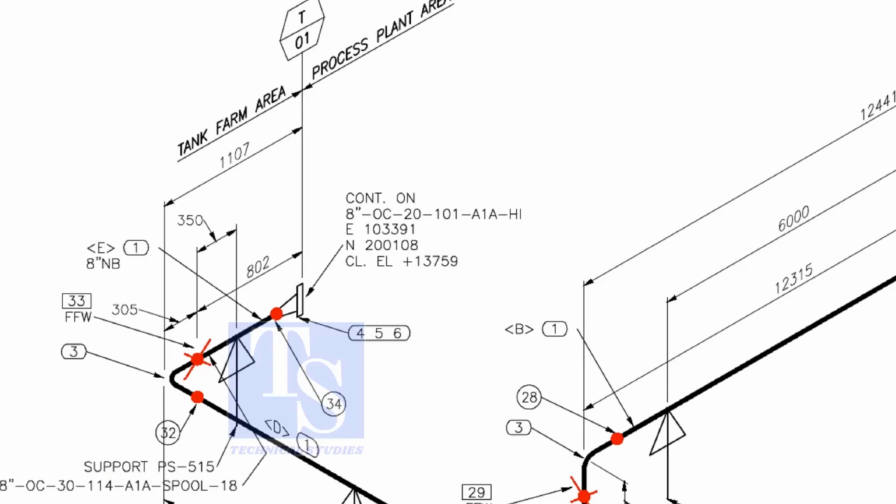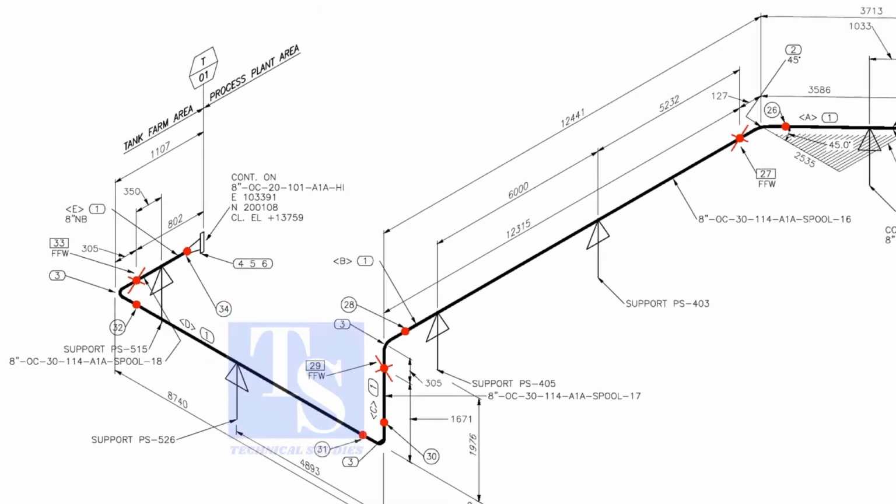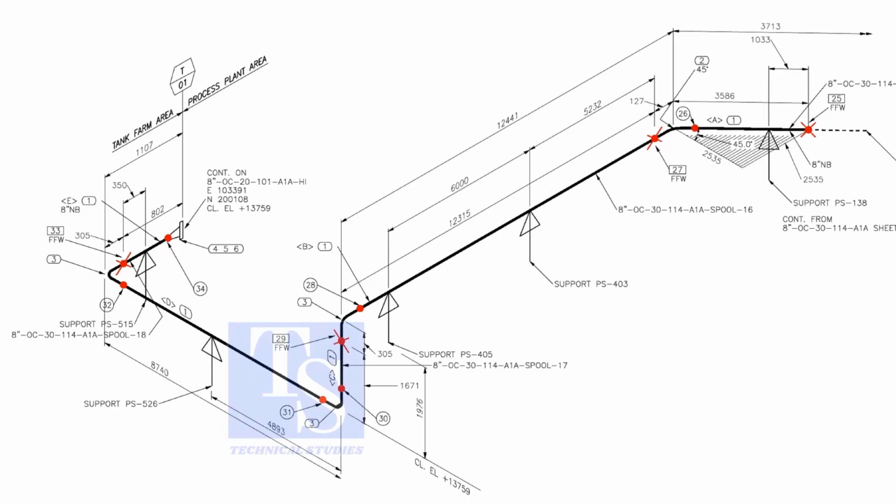For example, as per the drawing, the length of spool number E1 is 802 mm. But you need to add 150 mm extra length to this pipe. So the total length shall be 802 plus 150 is equal to 952 mm. Like this, add 150 mm to the pipe, wherever you see the FFW symbol.